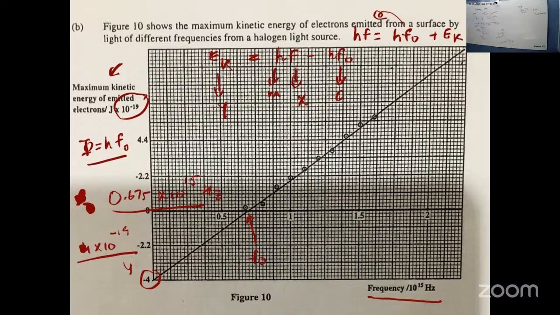And then find h. How are you getting h from this graph? You have to find the gradient. You just find the gradient and that's h. Right, so find the gradient. I can't read off that here.